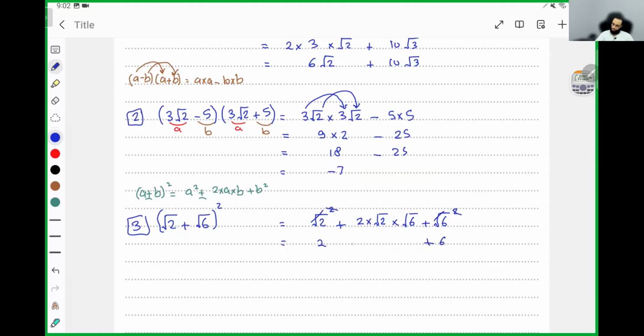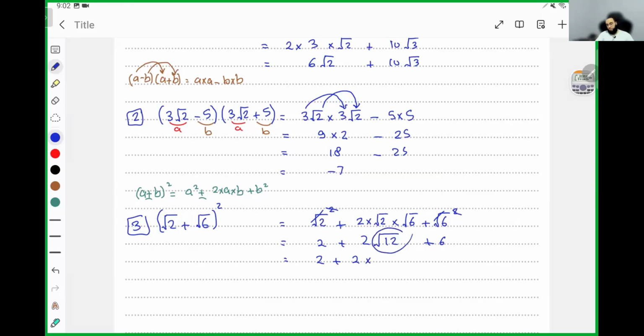This is 2, and this is 6. And the middle part is 2 root 12. You know from where we get the 12? We multiplied the root 2 with root 6.